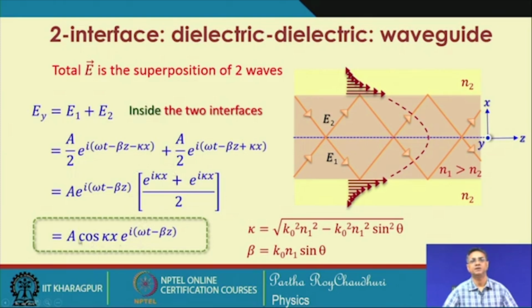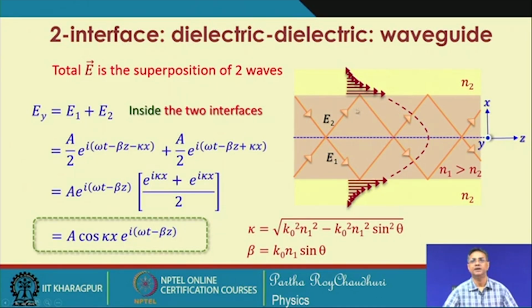So you can see that within the medium of refractive index n 1, which is the denser medium, the wave varies along the x direction as a function of the nature cosine of kappa x, and this is the z component of the propagation vector which adds to the phase.